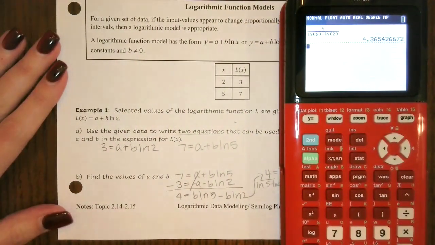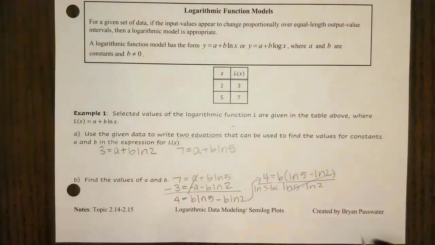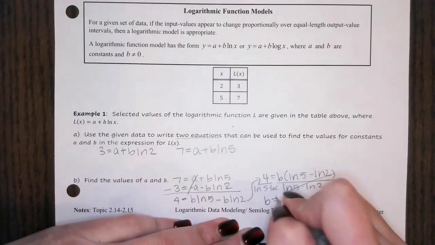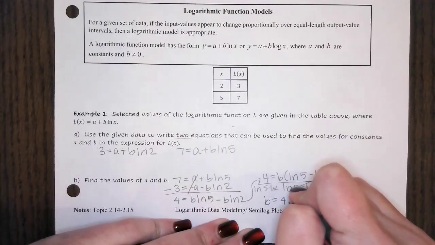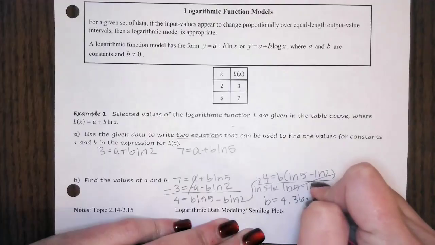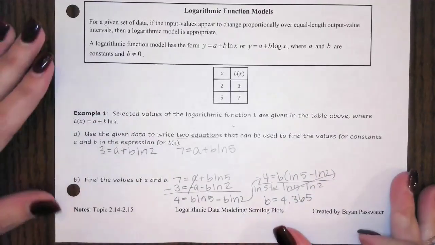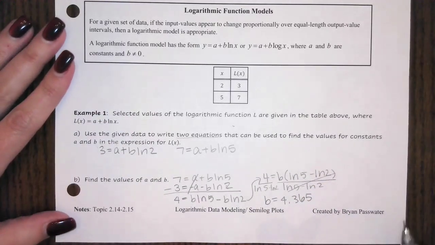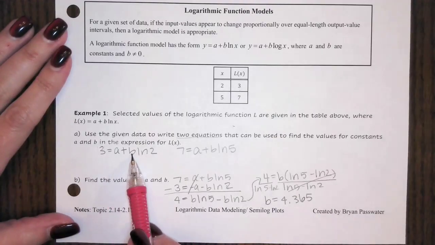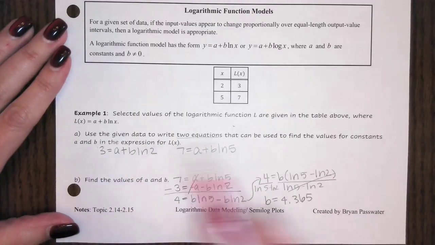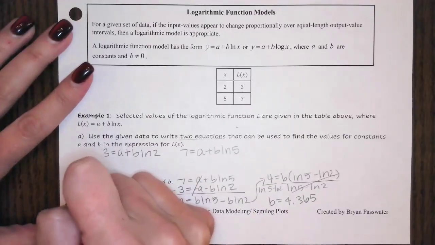And so I hit enter, and there it is, 4.365. And so we have found the B value. So our B value is 4.365. Now, once you have the B value, then it's easier to find the A value. All you have to do is plug the B value here and then solve for the one variable. I'll go ahead and do that right here.